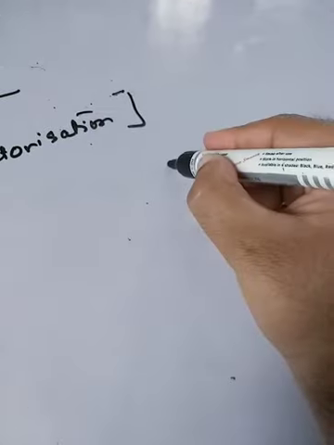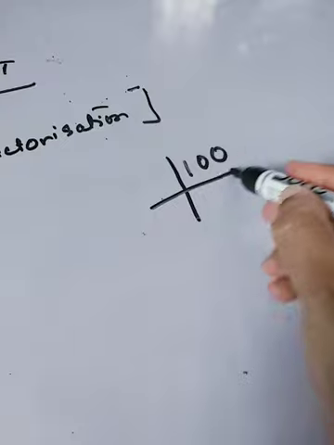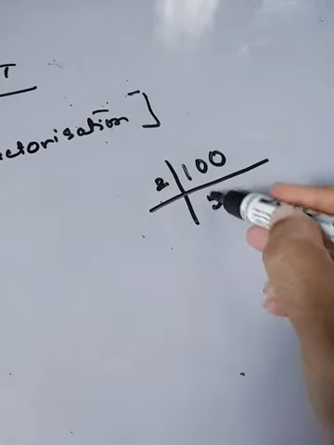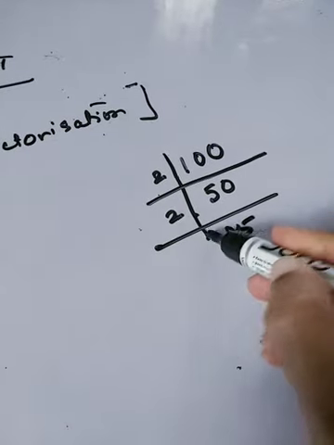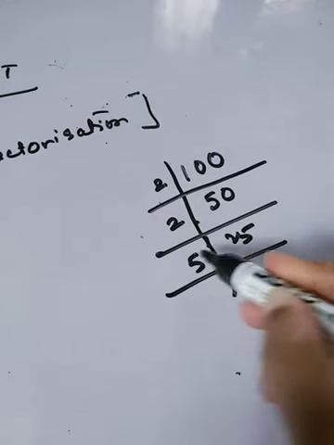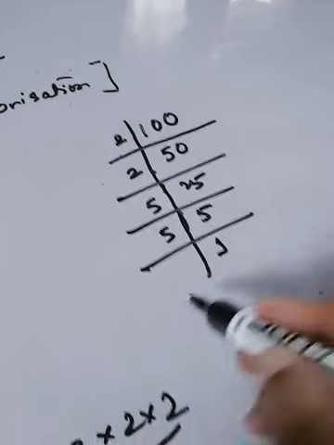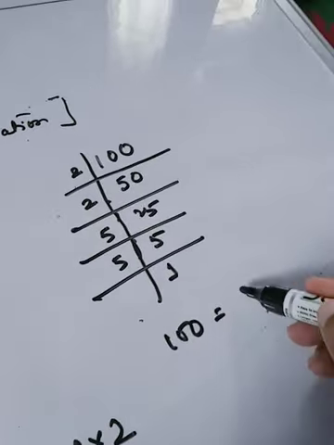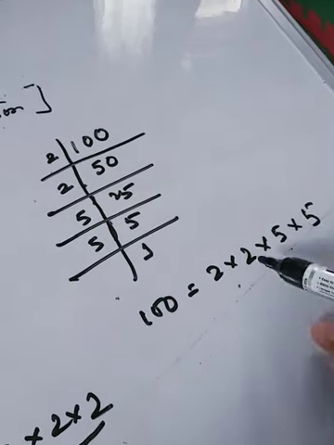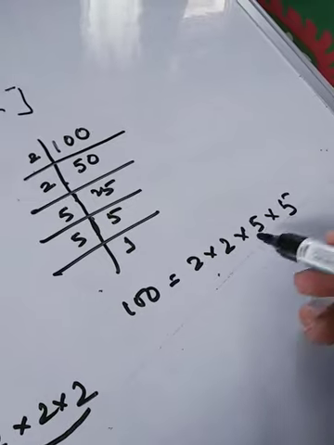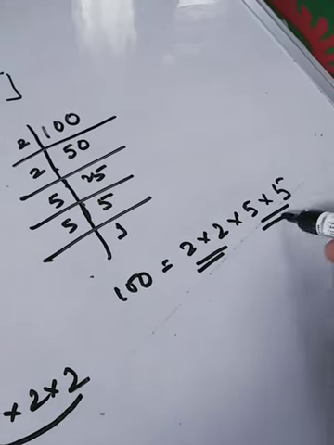Let's talk about some other number, then you will understand more properly. Take 100. Let's see whether 100 is a perfect cube or not. 2 50s are 100, 2 25s are 50, 5 5s are 25, 5 1s are 5. Now we write 100 equals 2 into 2 into 5 into 5. Now you see how many times 2 and 5 are showing. Is 2 in triplet form? No. Is 5 in triplet form? No.